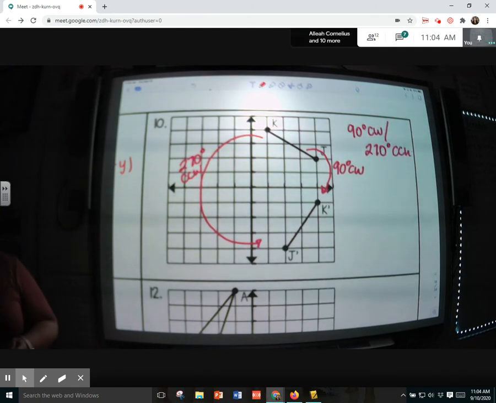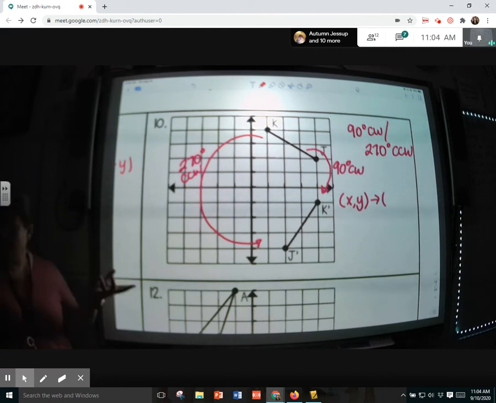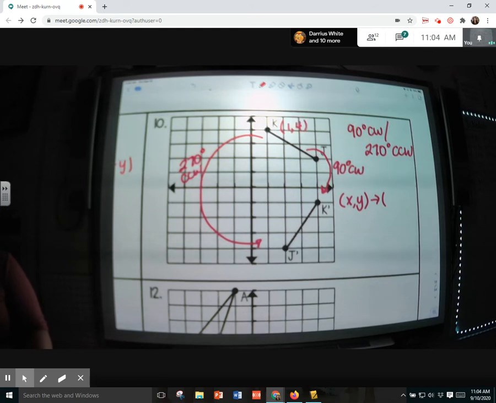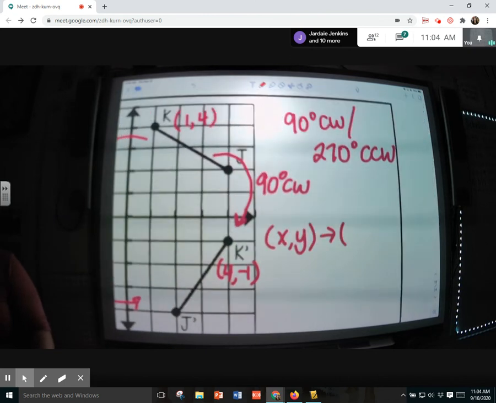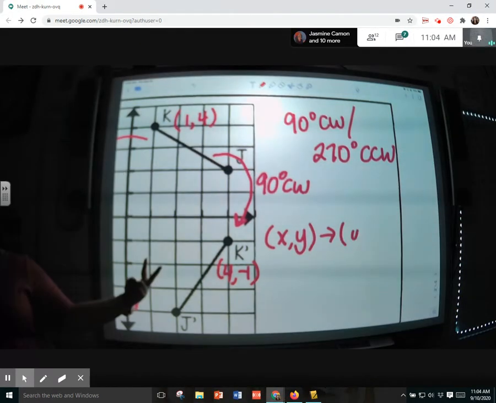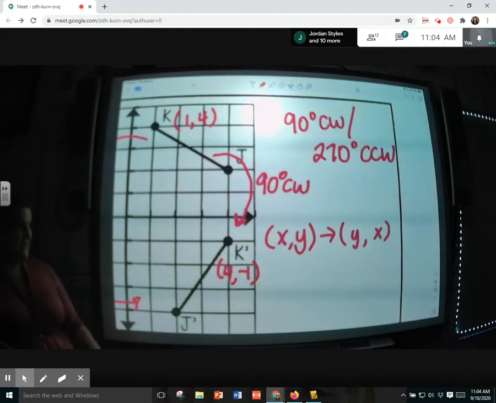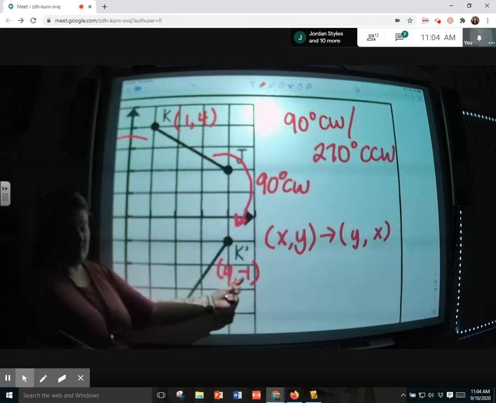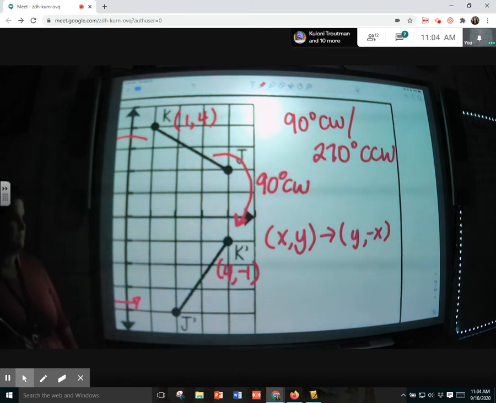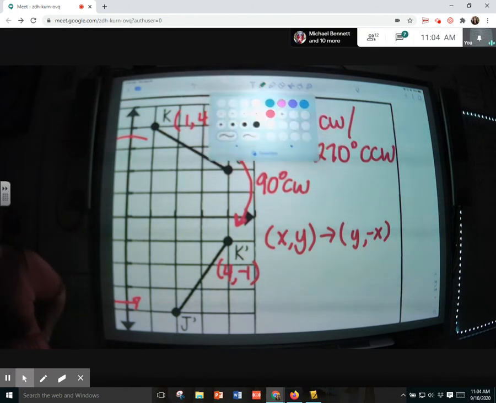So I need to know the rule for that. If I can't remember the rule, I'm going to look at 2 points. I'm going to look at K, which is at (1, 4), and K prime, which is at (4, -1). So I see that my X and Y switched places, and the X changed sign. So there's my rule. Or I could have used the arrow trick. If it's 90 clockwise, the negative goes to the right.